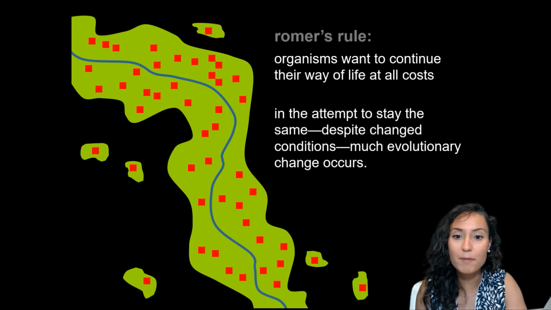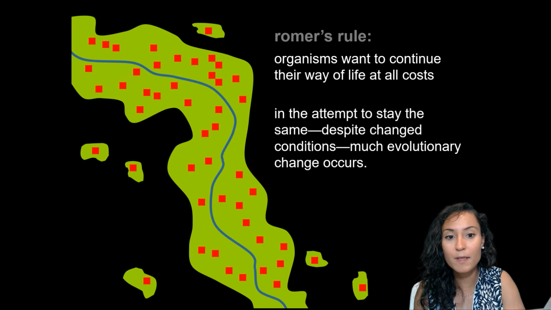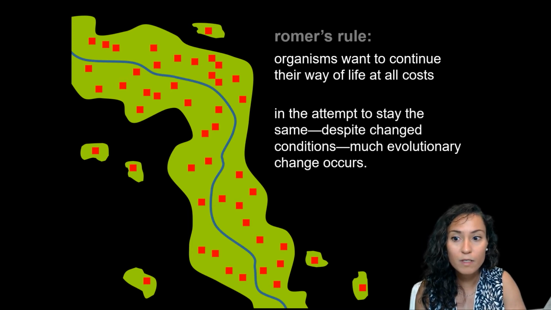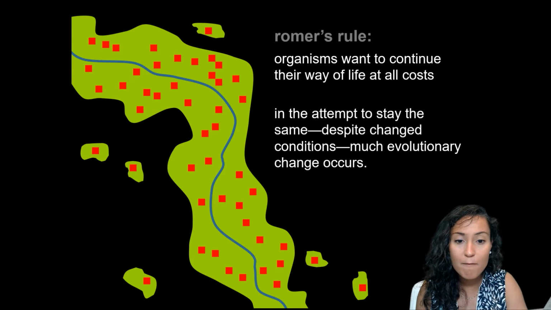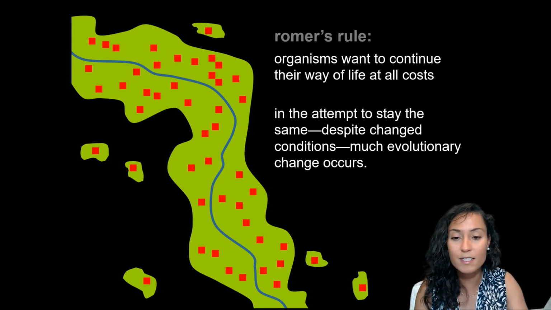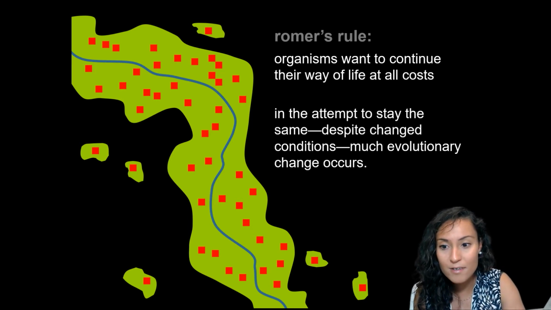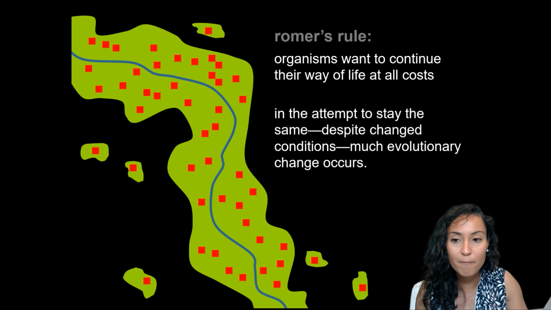These migrant populations were subject to what has been called Roemer's Rule. This is a rule named after American paleontologist Alfred Roemer. According to Roemer, the effect of many important evolutionary changes is actually to enable organisms to continue in the same way of life, rather than adapt to a new one.